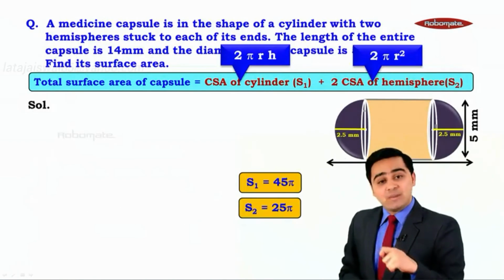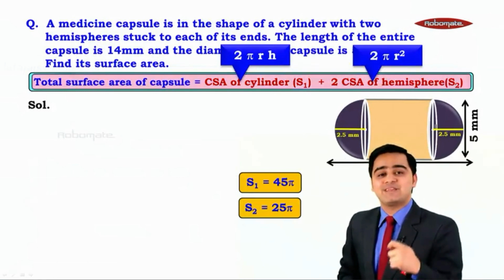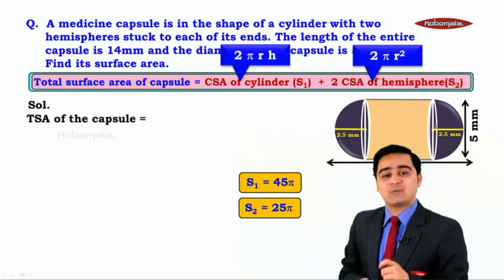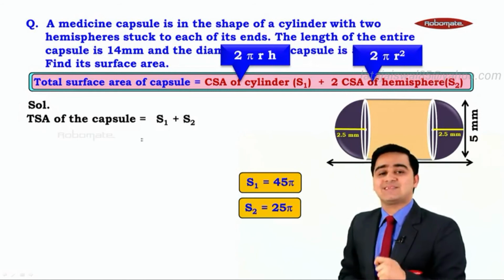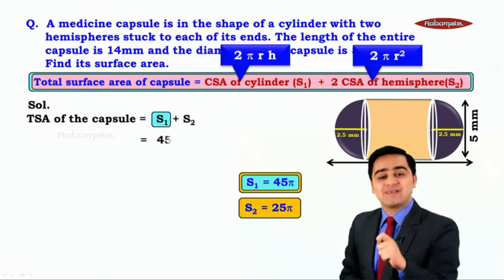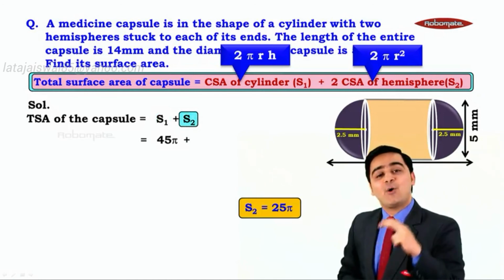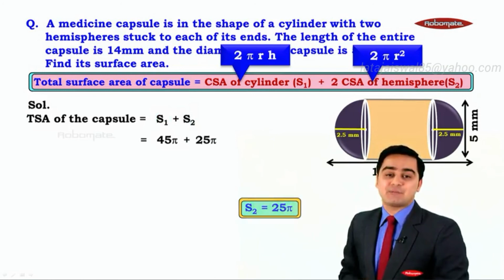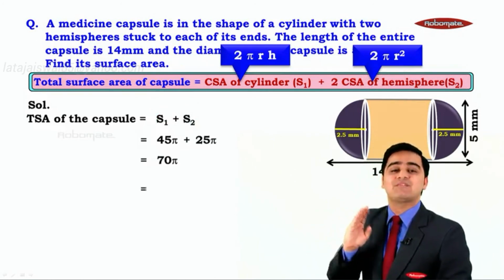Observe, now we have curved surface area of the cylinder, also we have curved surface area of two hemispheres. So let us now find the total surface area of the medicine capsule, which will be equal to S1 plus S2, where S1 is the curved surface area of the cylinder and its value is 45 pi. S2 is curved surface area of two hemispheres and its value is 25 pi. Observe, 45 pi plus 25 pi is equal to 70 pi.